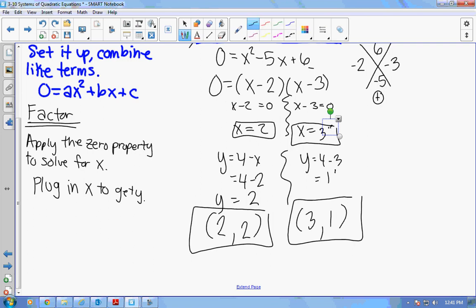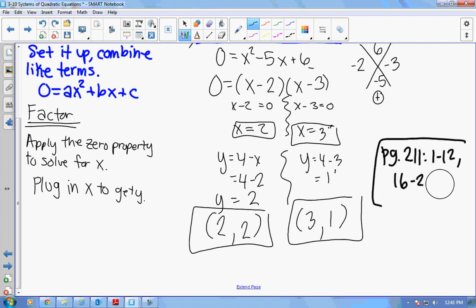Okay, the assignment, this one's going to be in the book. Page 211, numbers 1 through 12, and 16 through 20. That looks like it's missing. Let me fix that.